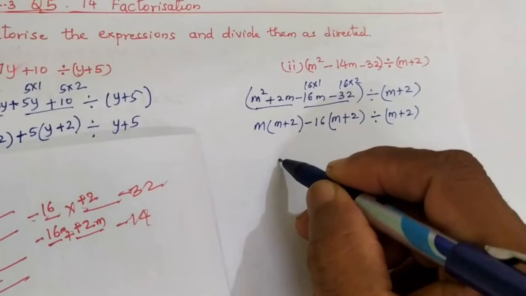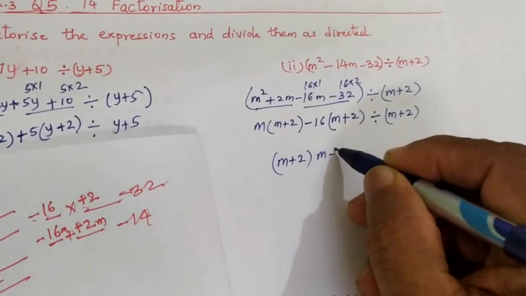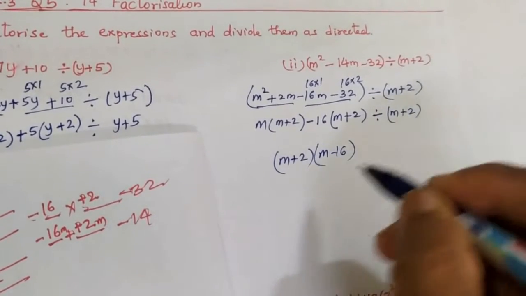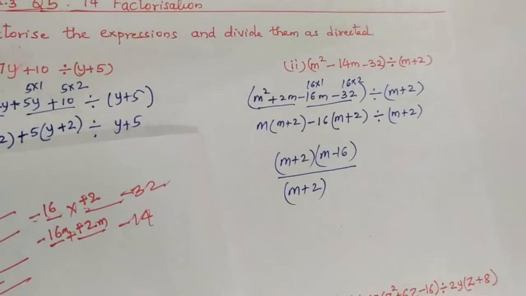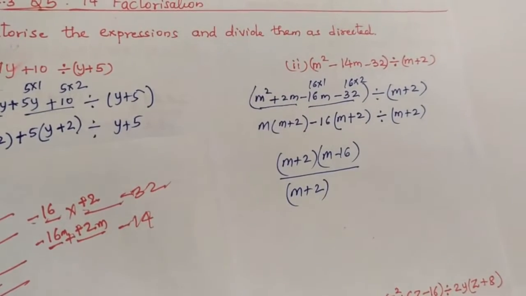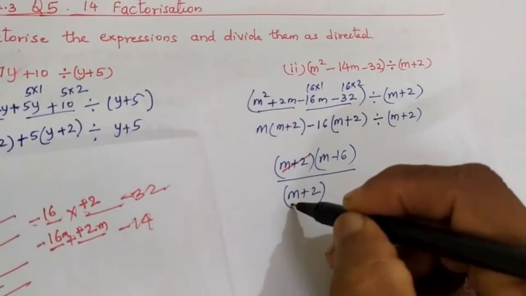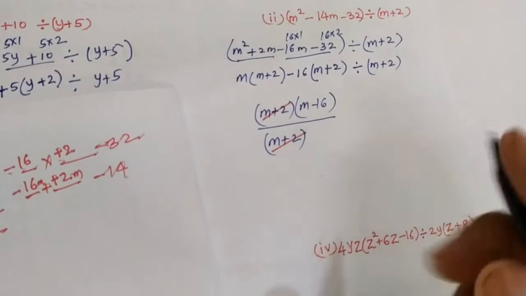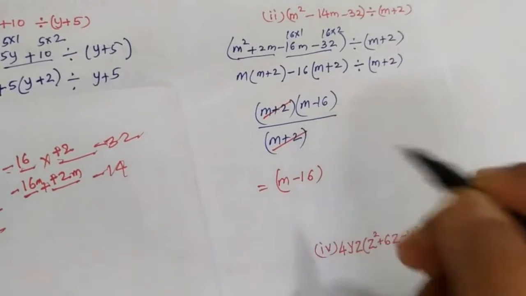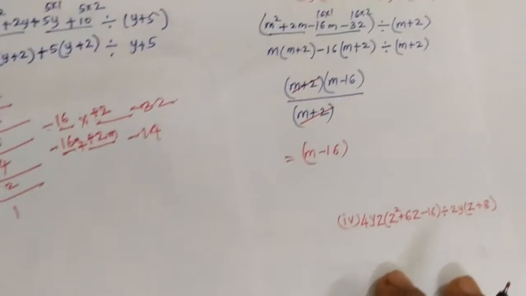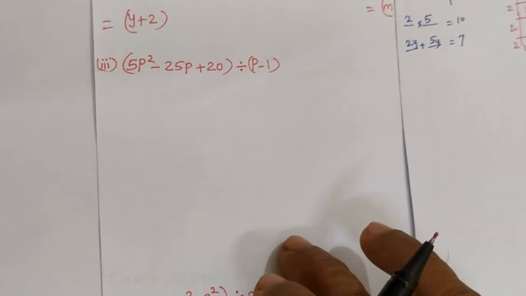We have got m plus 2 as one bracket times m minus 16, and we'll put m plus 2 in the denominator. So we can clearly see in the numerator there is one m plus 2, and in the denominator there is one m plus 2. So this will get cancelled, and the answer that we get is m minus 16. So this is the way we solve it. Move on to the next problem.